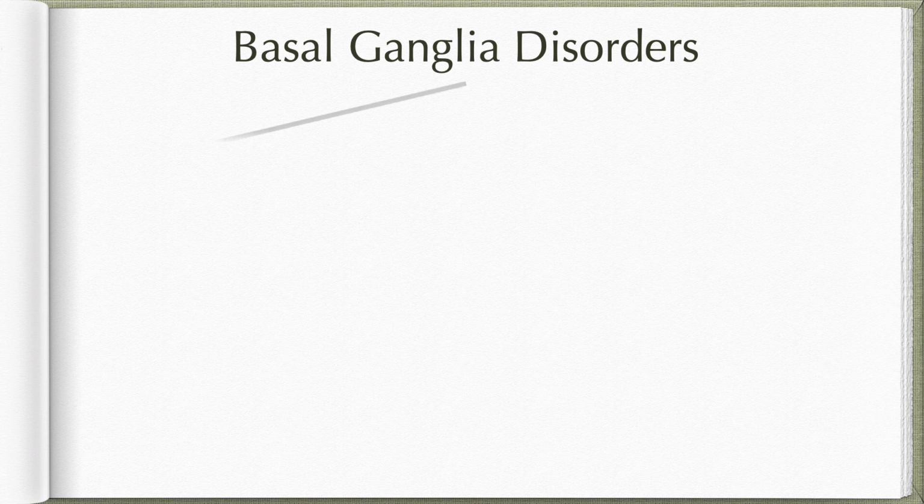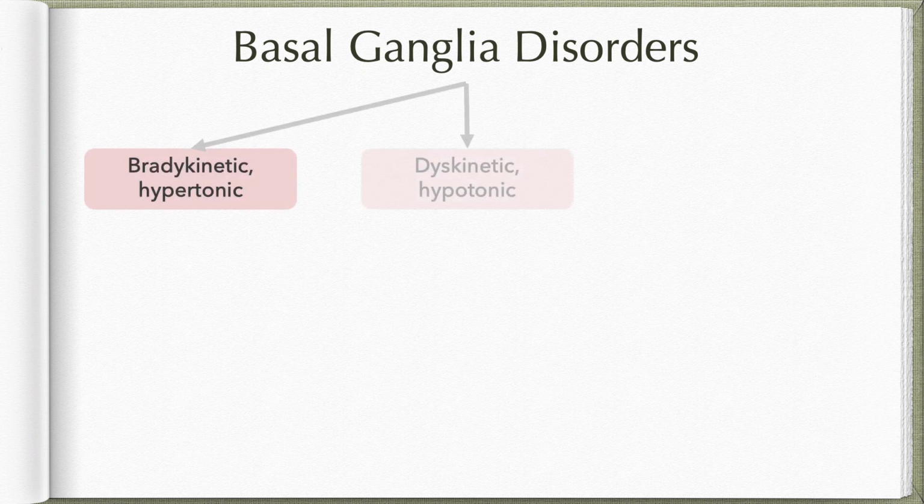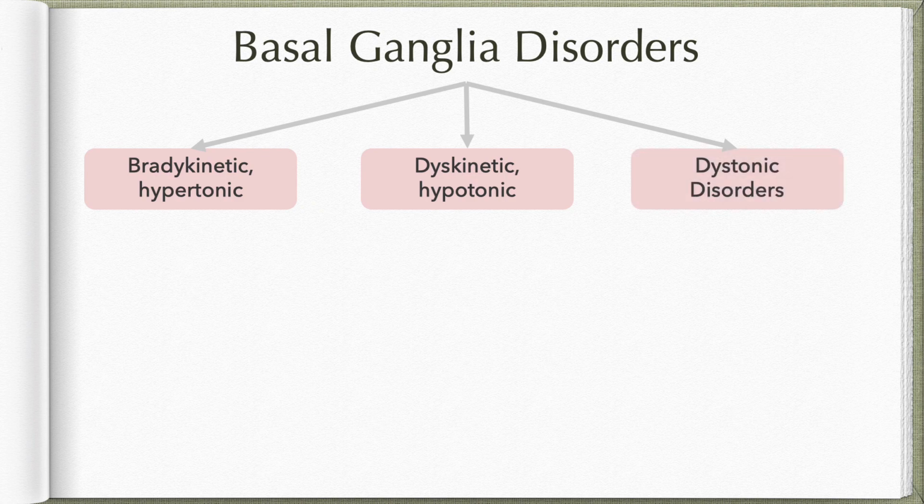Now coming to the basal ganglia disorders. They are again divided into three groups: bradykinetic hypertonic disorders, that is where the movements are reduced and muscle tone is increased; dyskinetic hypotonic disorders, here there are unwanted excessive movements but muscle tone will be reduced; or there is dystonia or dystonic disorders, where there is torsional spasm of some of the group of muscles.